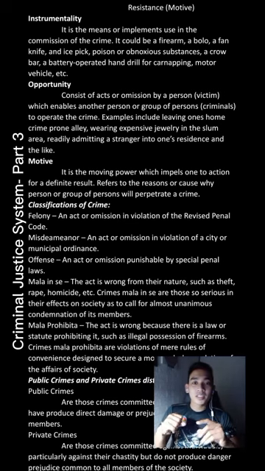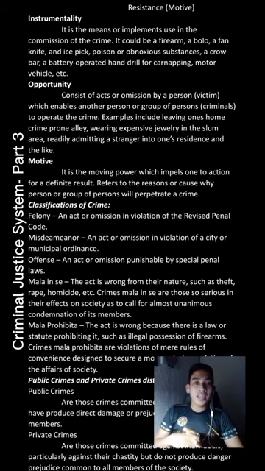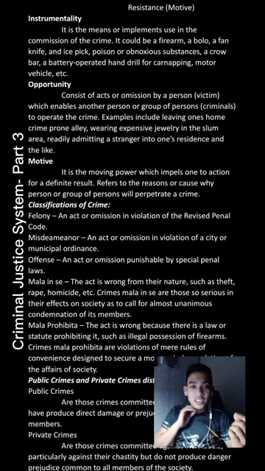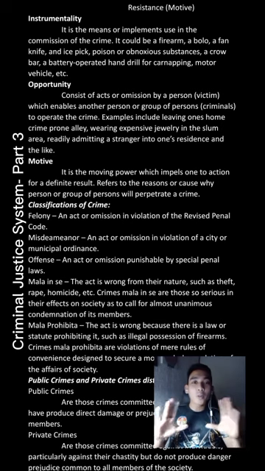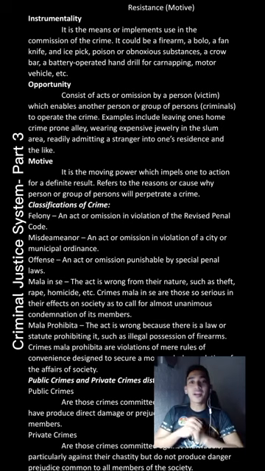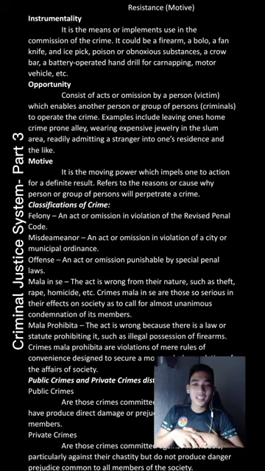While the opportunity consists of acts or omissions by a person, the victim, which enables another person or a group of persons, the criminals, to operate the crime. Examples include leaving one's home, a crime-prone alley, wearing expensive jewelry in a slum area, readily admitting a stranger into one's residence and the like. So the opportunity here refers to being open, the opportunity for an accused or an offender to commit a crime. If a person is wearing expensive jewelry, then there is an opportunity for the accused or offender to commit theft.